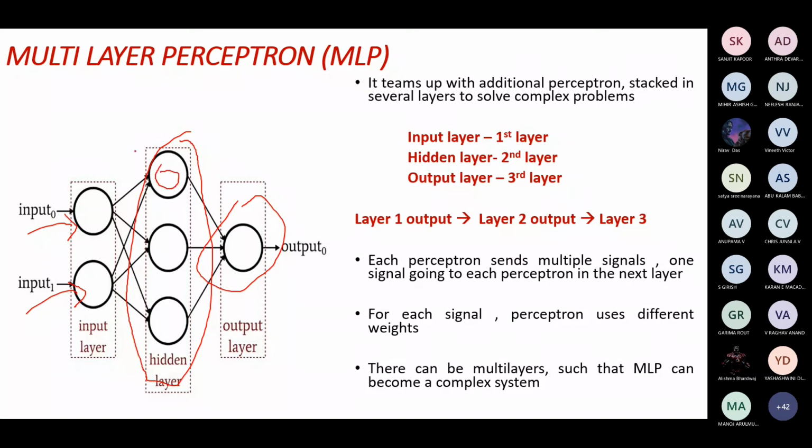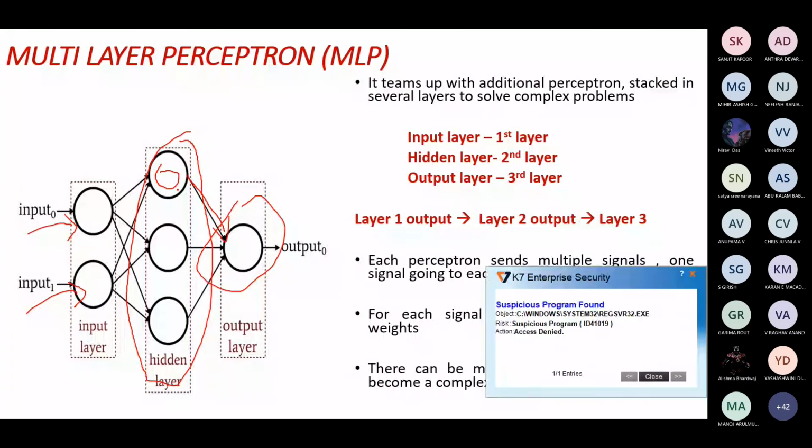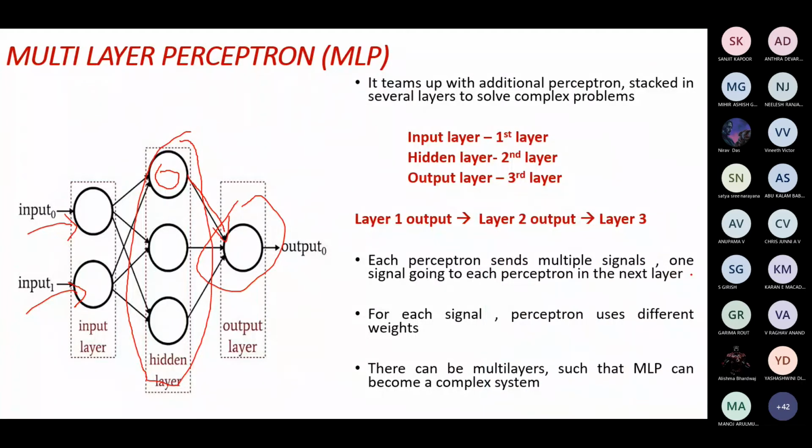Very simple, right? By looking at the diagram itself, it's very basic common sense. Layer 1 output is given as an input to layer 2. Layer 2 will perform some computation based on layer 1, and then the layer 2 output will be given as an input to the output layer. Can you see? It's the output layer. Each perceptron sends multiple signals, one signal going to each perceptron in the next layer.